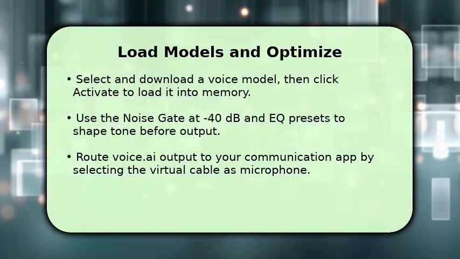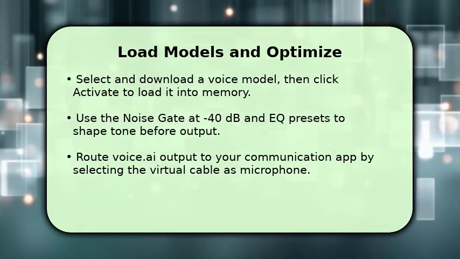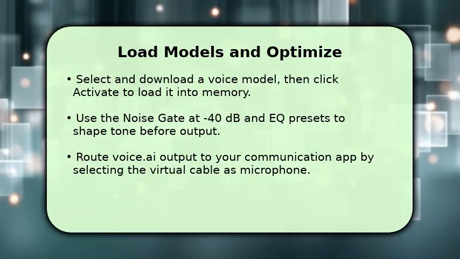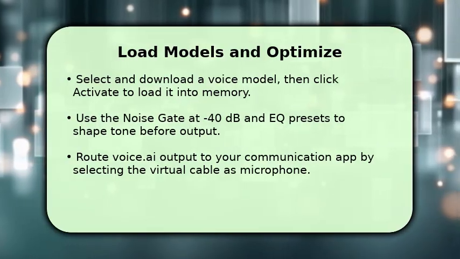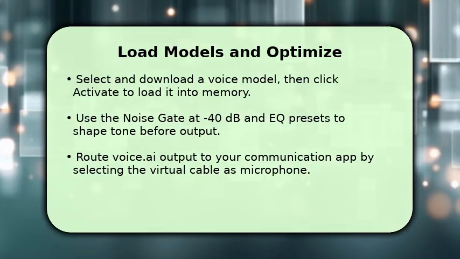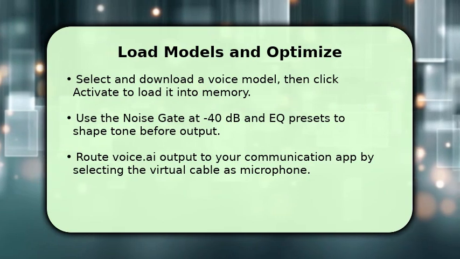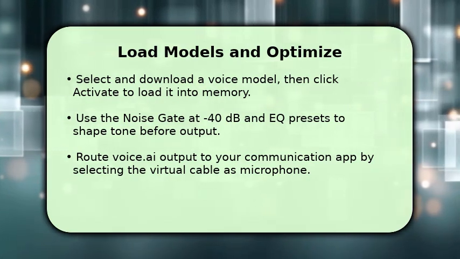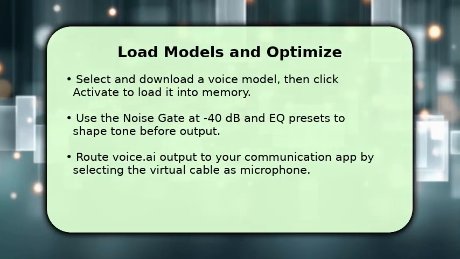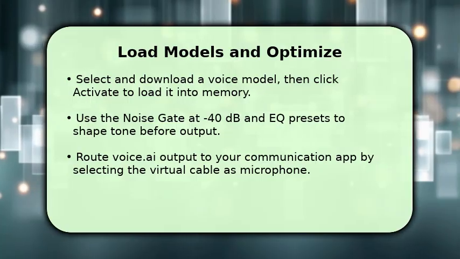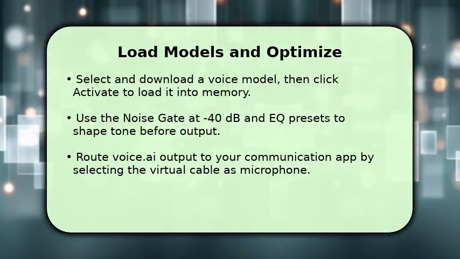Use the noise gate at -40 dB and EQ presets to shape tone before output, and apply mild compression with a 2:1 ratio to smooth dynamics. Route Voice.ai output to your communication app by selecting the virtual cable as microphone in the app settings. Test in a call. Monitor CPU and GPU usage, and lower model quality if you exceed available resources.